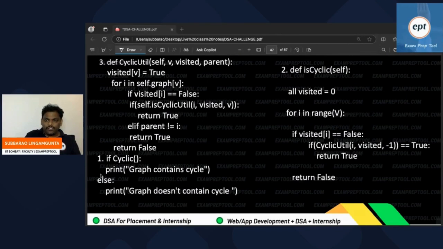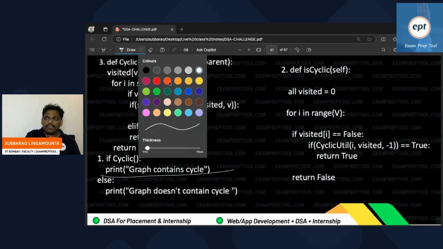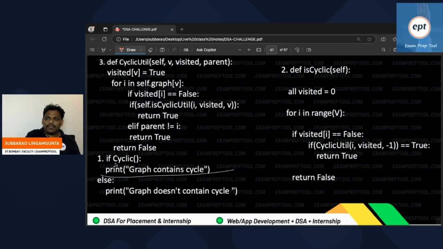See this one. So here I call the cyclic function. Cyclic or cycle, whatever it is. I call the cyclic function. If it is true, cycle is there. Otherwise, no cycle. So what this function will do, let's see here. It is actually cyclic. What this function will do is, all vertices he will keep visited as initially 0.